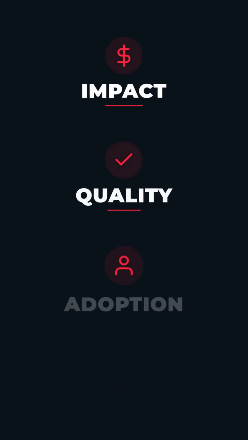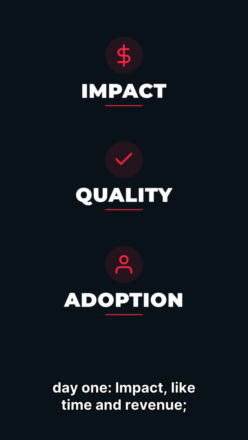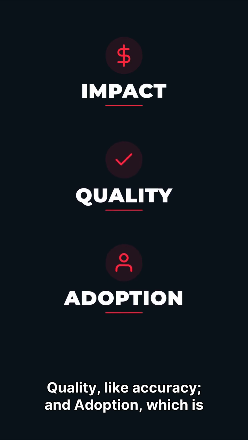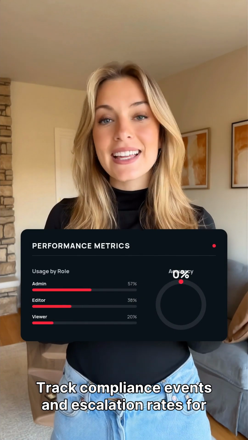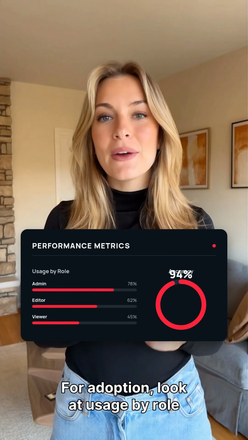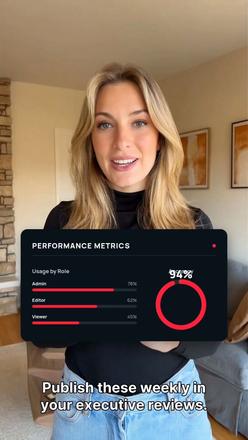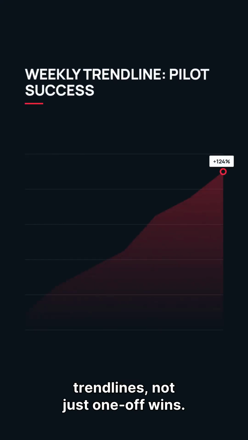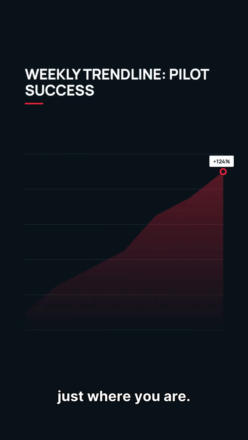Let's talk metrics. You need to track 3 families from day 1. Impact, like time and revenue, quality, like accuracy, and adoption, which is usage and feedback. Track compliance events and escalation rates for quality. For adoption, look at usage by role and retraining cadence. Publish these weekly in your executive reviews. The truth is, boards want to see trend lines, not just one-off wins. Show them the direction you're heading, not just where you are.